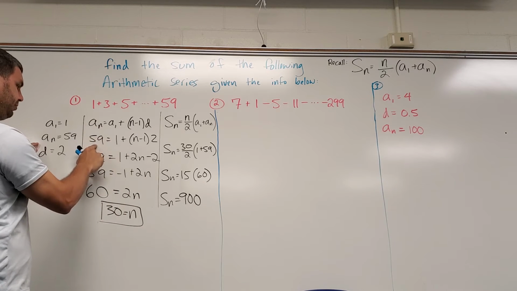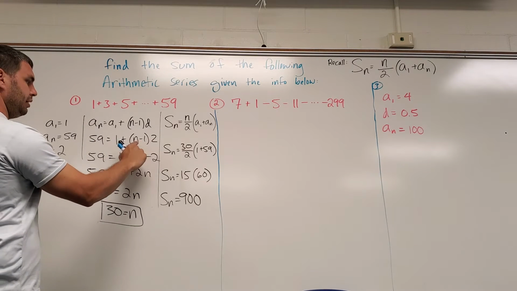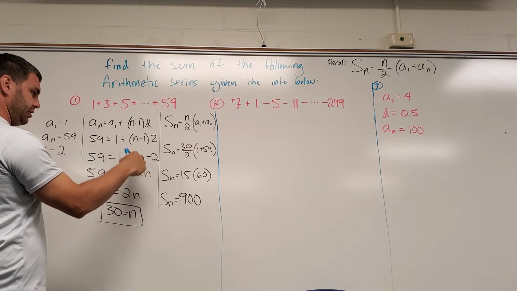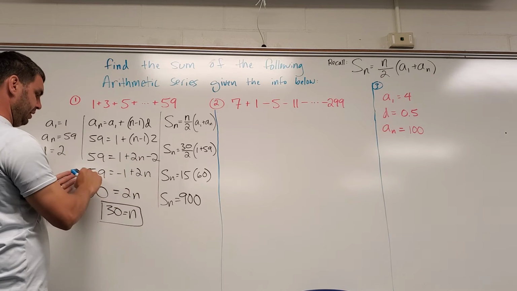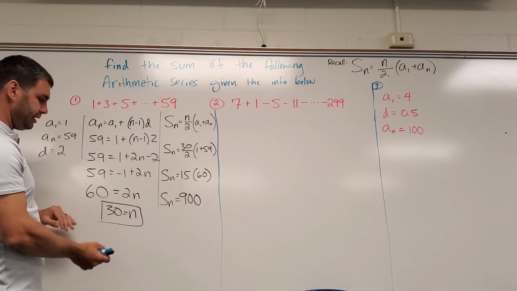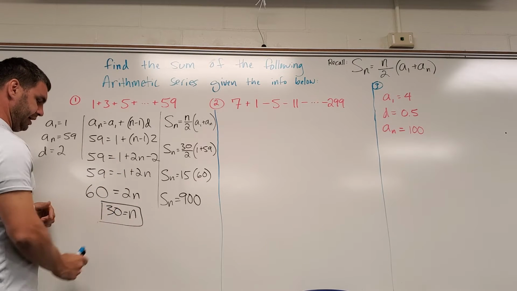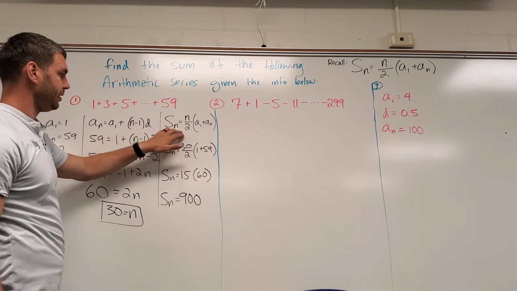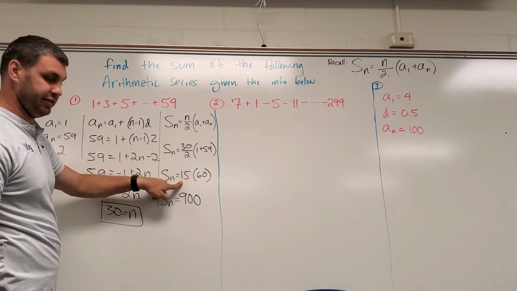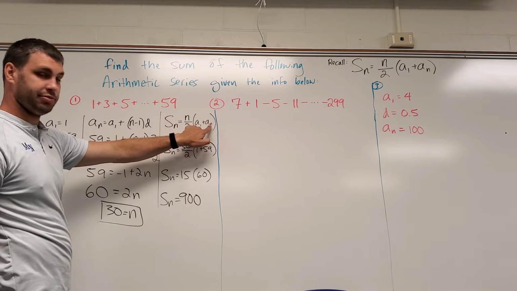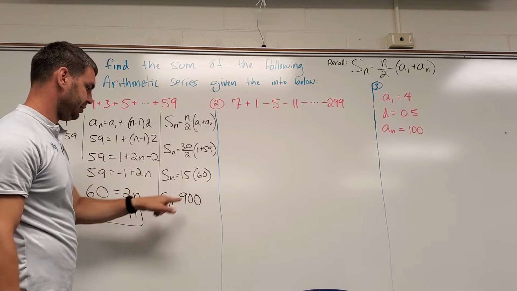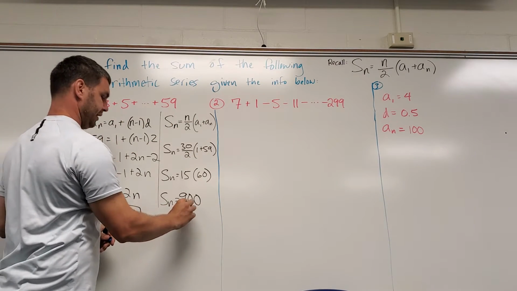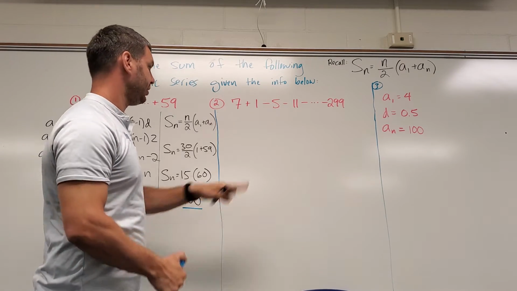Okay, I plug in my nth term, which is 59. My first term is 1, and then n minus 1 times my common difference of 2. I distribute the 2. This gives me 59 equals negative 1 plus 2n. If you're solving for n here, I get n equals 30. Okay, so then I come over here to the summation formula. This is the same as the one up there. Now I know n is 30, so 30 divided by 2 is 15. My first plus my last term, my a sub 1, a sub n, is 60. 15 times 60 is 900. So the sum of 1 plus 3 plus 5 plus ... 59 is 900.